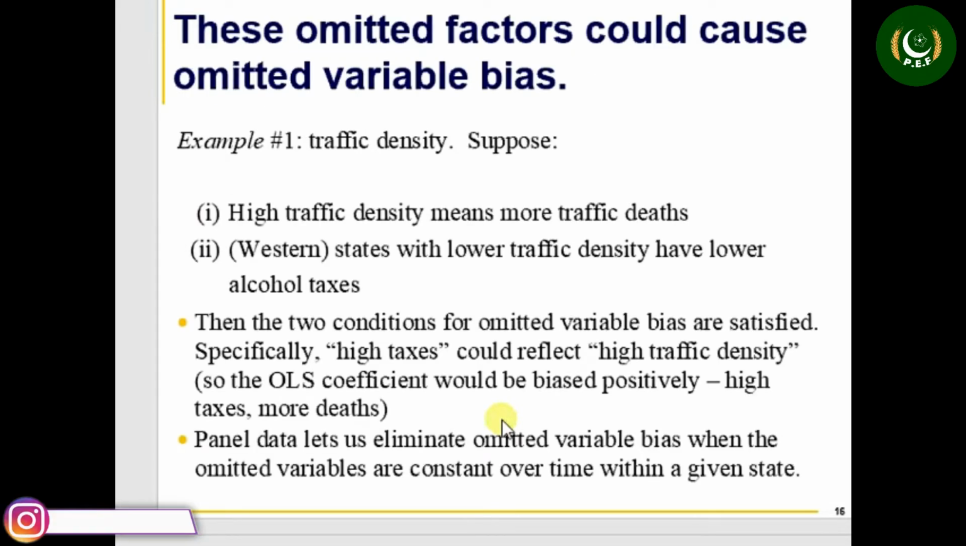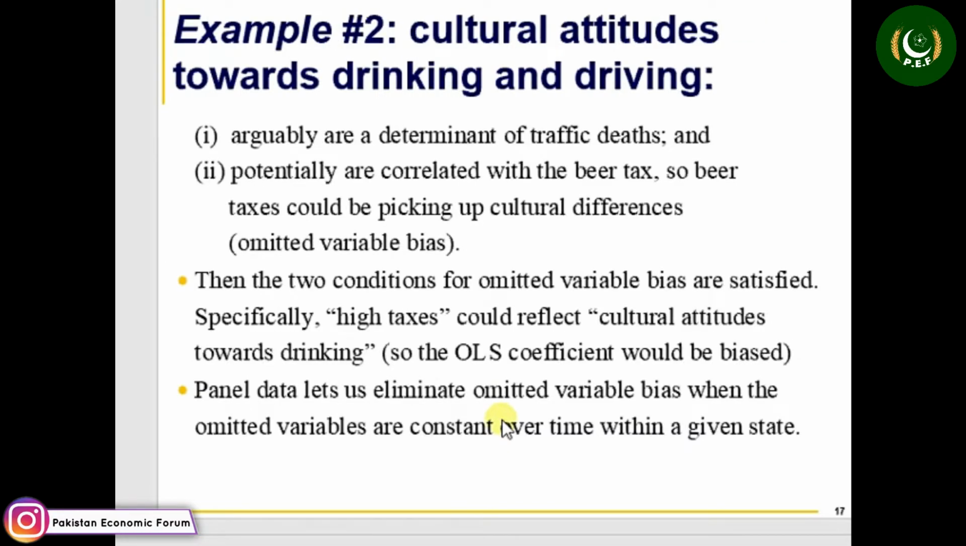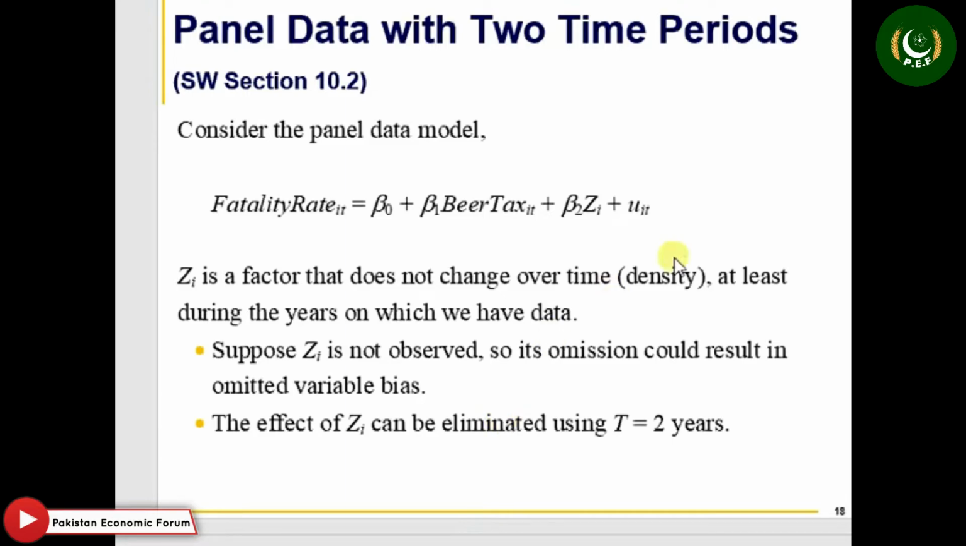So you have all these variables like traffic density, you have culture, attitudes towards drinking and driving. If you have a bad driving culture, in the subcontinent, India, Pakistan, Bangladesh, you will have more traffic deaths. Where you have such cultural differences, you may impose high taxes. So now this ZI is unobserved. That's interesting. Basically the issue is this ZI is unobserved.